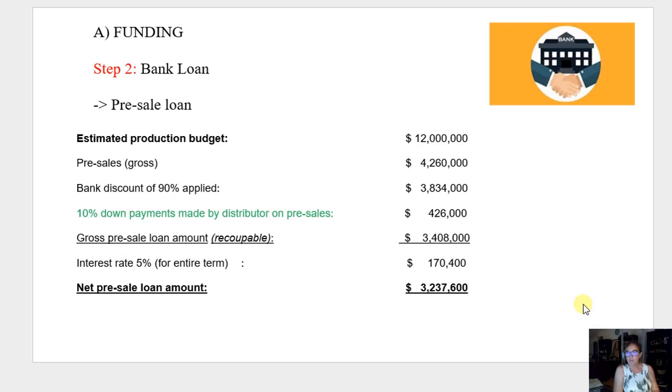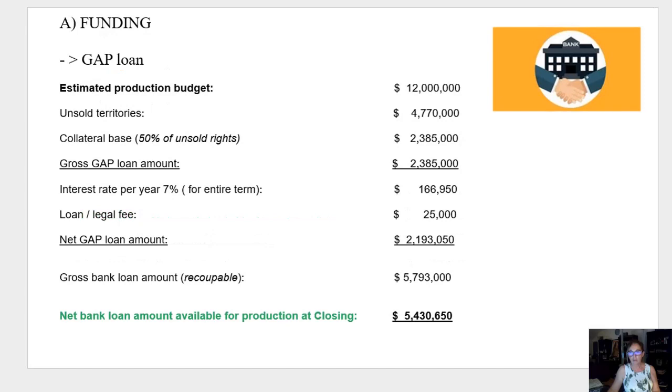So it's 5% of $3,408,000, which is $170,400. So the net pre-sale loan that we will have available to us to fund our production cost is $3,237,600. So let's go to our gap loan.